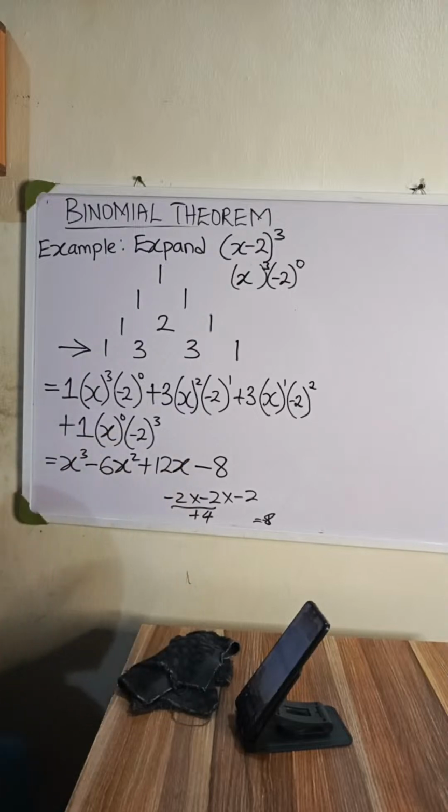Remember, x to the power of 0 is equal to 1. Anything to the power of 0 is equal to 1.